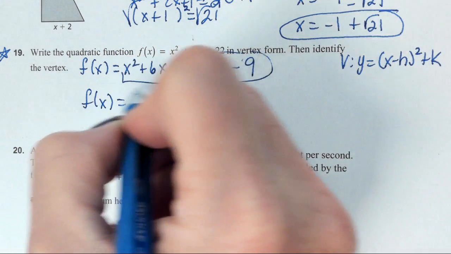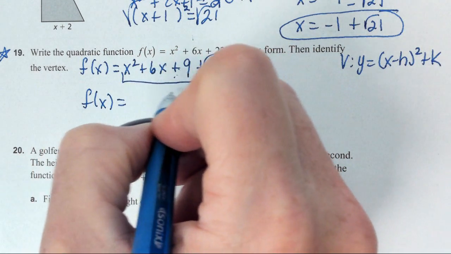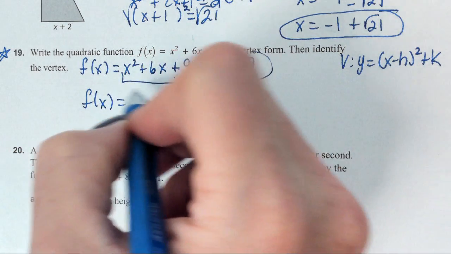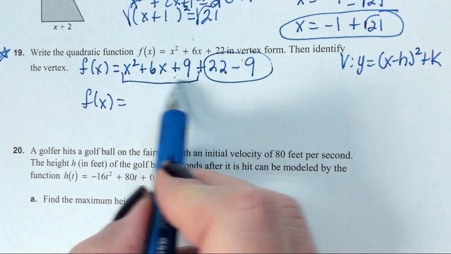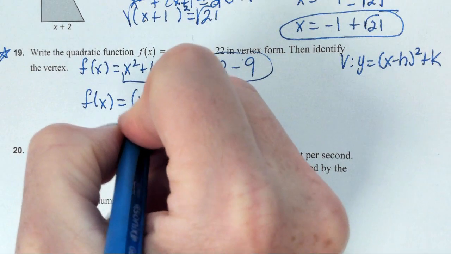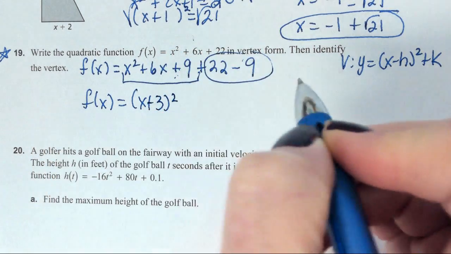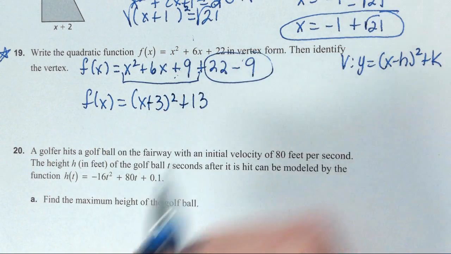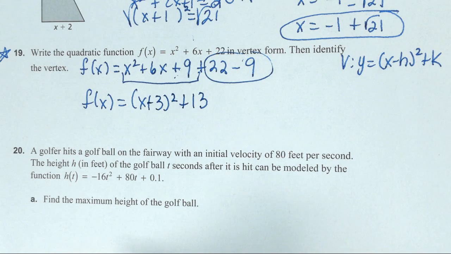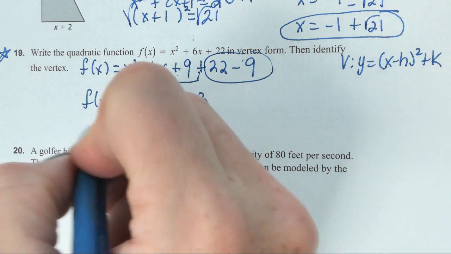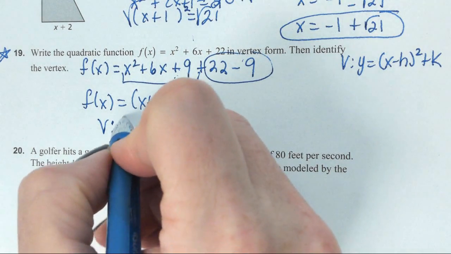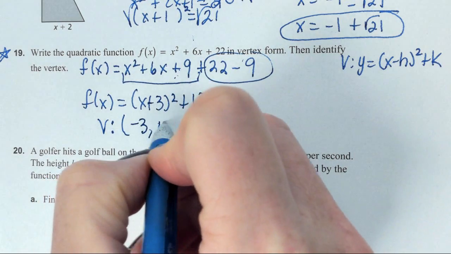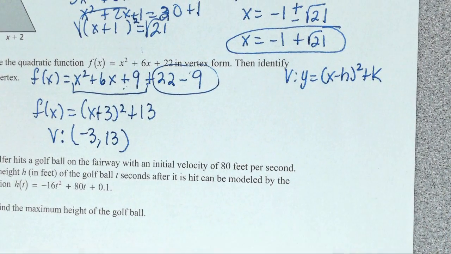How does this get rewritten right here? What's that going to be? Natalia, how does that factor right there? Right? Good. Plus 13. So there's going to be our equation. And so now we should be able to know what our vertex is. Mitchell, what's our vertex going to be? Good.